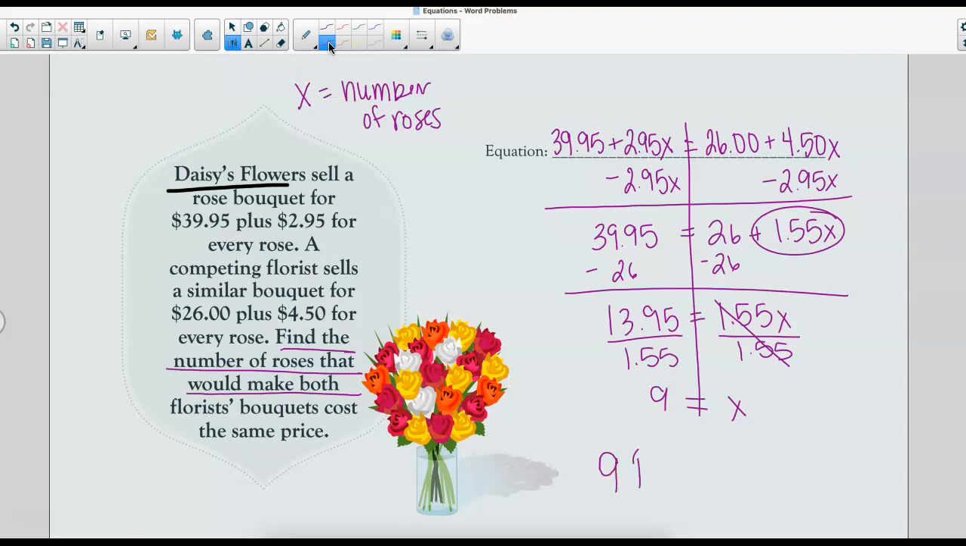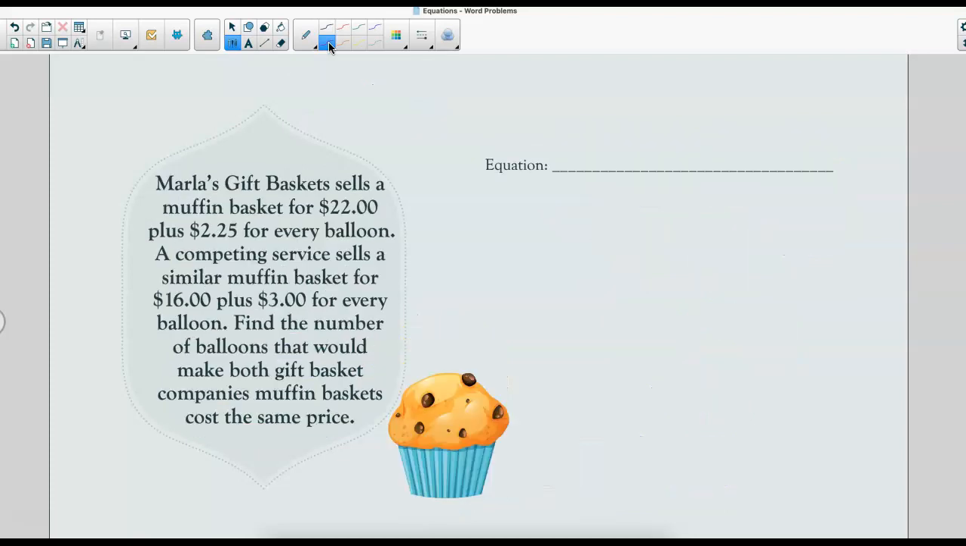If you were to buy 9 roses from each place, it wouldn't matter which one you bought from. They would cost the same amount. Okay? So 9 roses is when they would be equal. Questions there? That wasn't so hard, was it? Okay. Let's look at this one.